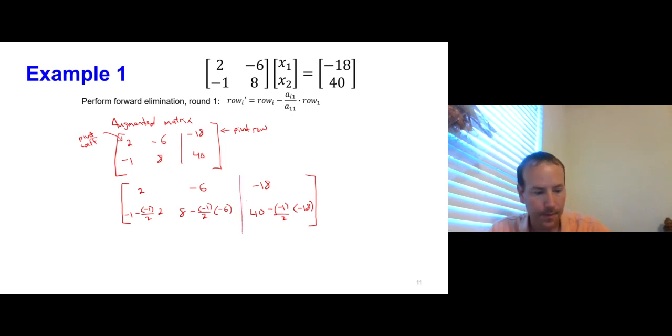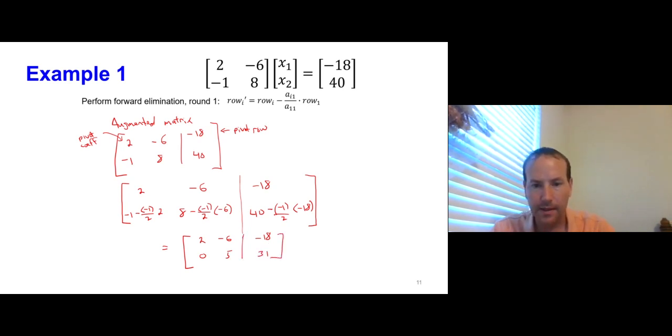Okay? And then if we multiply all those out, you get 2, -6, -18, 0, 5, and 31. So there we go. We can see that this was successful because this first value went to 0, and now we're in better shape. So the next aspect would be to do back substitution to solve for this last piece. But before we do back substitution, we're going to look at how to do forward elimination on larger systems.